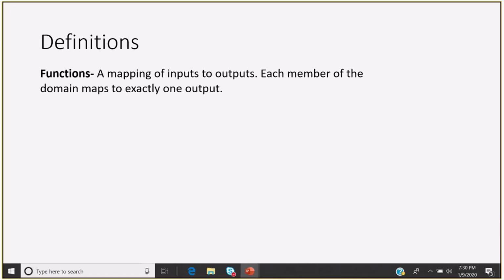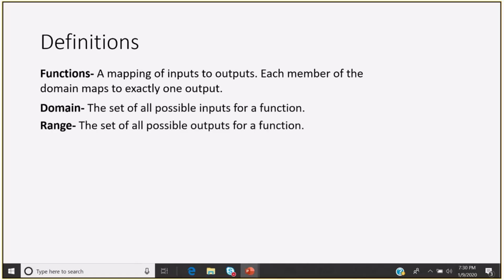But in order for a mapping to be a function, there's a very specific quality that needs to be met, and that's every member of the domain maps to exactly one output. Every number that I'm starting with doesn't get mapped to two other places. So I wouldn't map 2 to 4, and also 2 to -7. That is no longer a function.